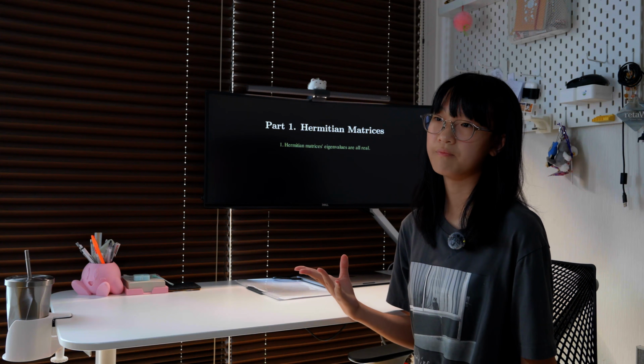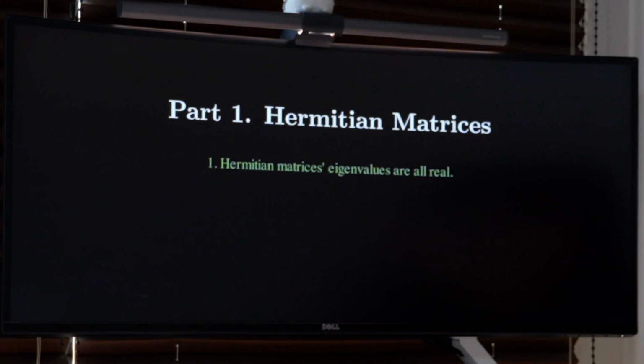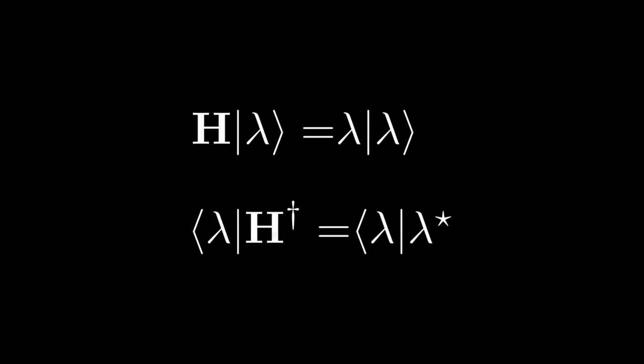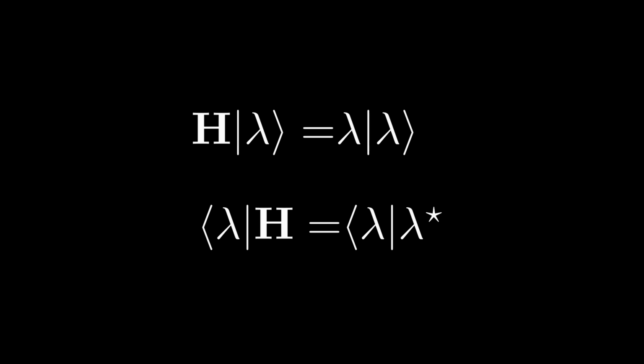Let's prove the property. Let's start with the definition of eigenvalues and eigenvectors. Then we convert the ket vectors into bra vectors, just like this. Notice we have added a conjugate sign for each side of the equation. We can actually remove the conjugate sign for the matrix H, because H equals H dagger. Then we get this equation.